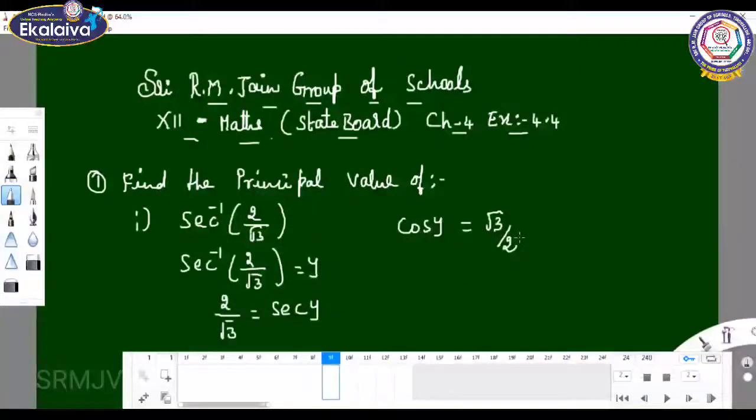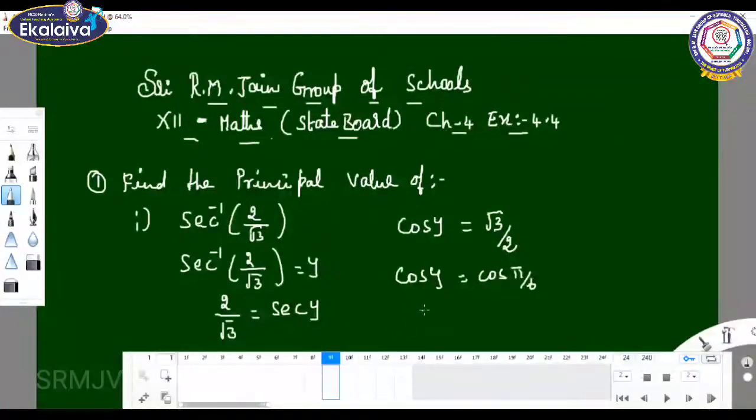Because 1 by secant is nothing but cos, and 1 by cos equal to secant. So when you take the reciprocal on both sides, cos y equal to root 3 by 2. When you get the value root 3 by 2, that is cos 30 degree, so cos y equal to cos pi by 6. And what is the value of y?